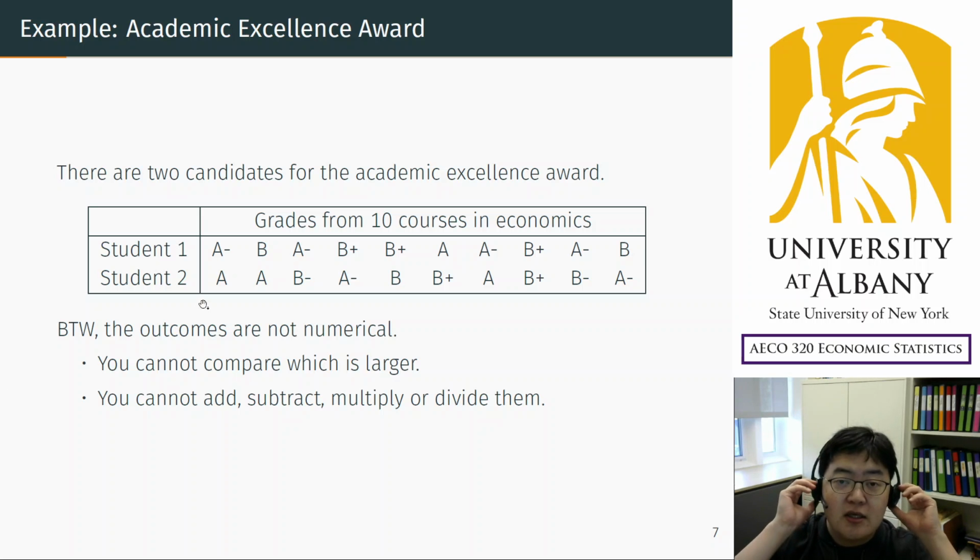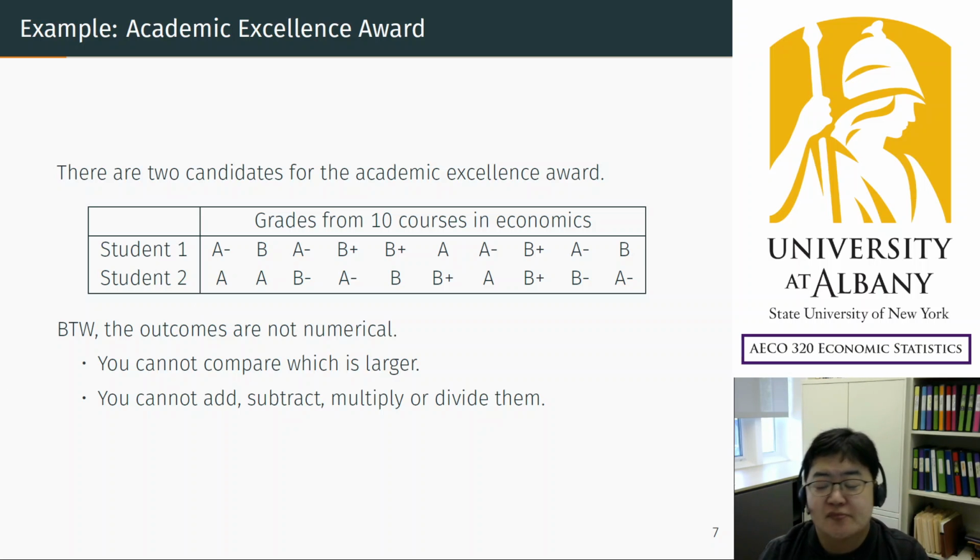Hello. Here, let's think about an example. Suppose that you are a professor and you can choose a student who wins the Academic Excellence Award. Suppose there are two candidates and you have to choose one based on their grades, right? In their major courses, economics courses, student one got these grades, and the other student got these grades.